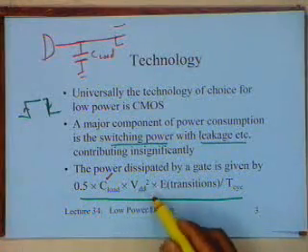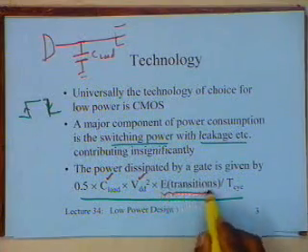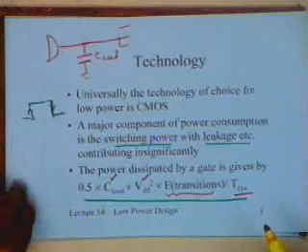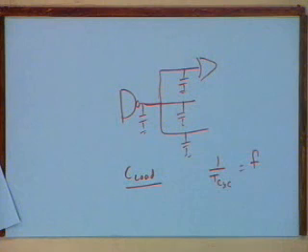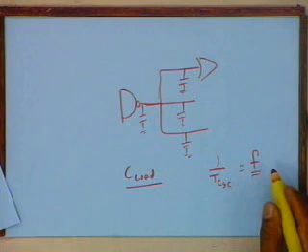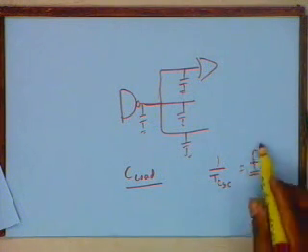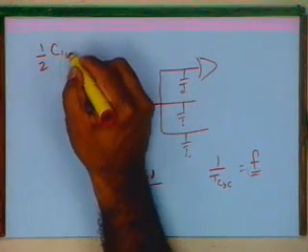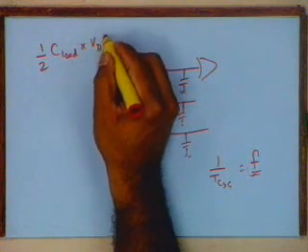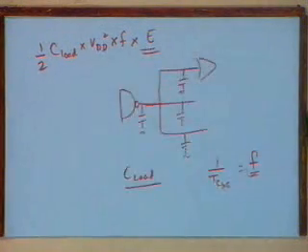VDD is the supply voltage, and the power varies with the square of the supply voltage. I will talk about each transition in a moment. Then there is 1 by T cycle for synchronous designs, which is nothing but the frequency of operation. So all changes are synchronized to the fastest frequency, which is, let us say, the master clock that you have in your system, and that is the frequency of operation. So you can write this equation as half C load into VDD square into F into E, where E is the expected number of transitions.